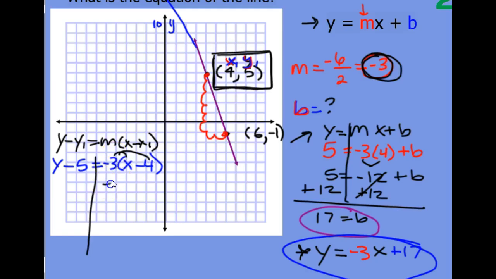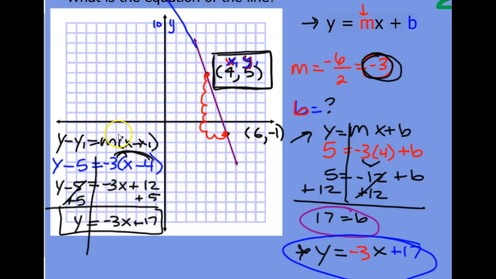Let's see if we get the same answer we did over here. Well, let's distribute. -3 times x is -3x. -3 times -4 is a +12. And to get y by itself, we're going to add 5. We have y equals -3x plus 17. So here, I plugged it into point-slope form and got y equals -3x plus 17. And this one, I plugged it into slope-intercept form and found b because I already knew what my slope was, and I wrote it in slope-intercept form. Either one will get you the same answer. Hopefully this is information that we learned earlier this chapter.